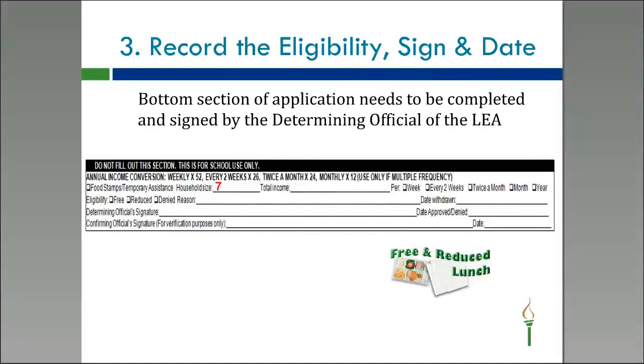So for this application, you'll mark that they had 7 household members. The total income was $1,175 that they received every 2 weeks, that they are approved as free, and then you will sign and date the application.